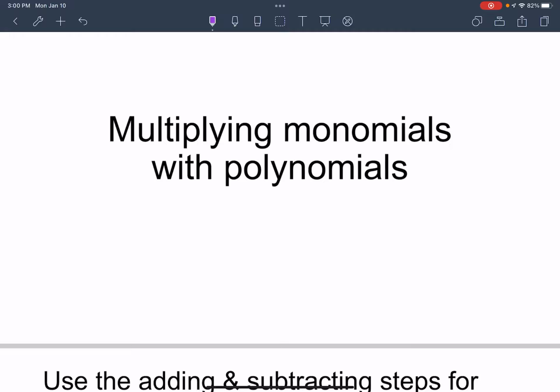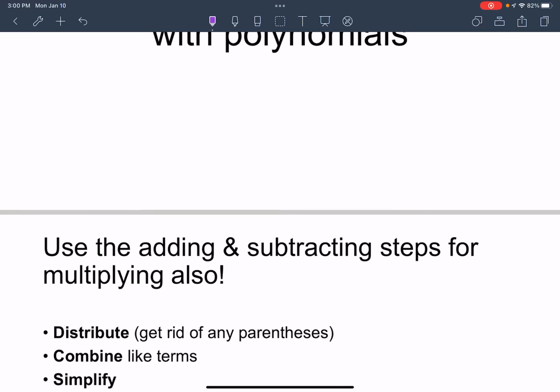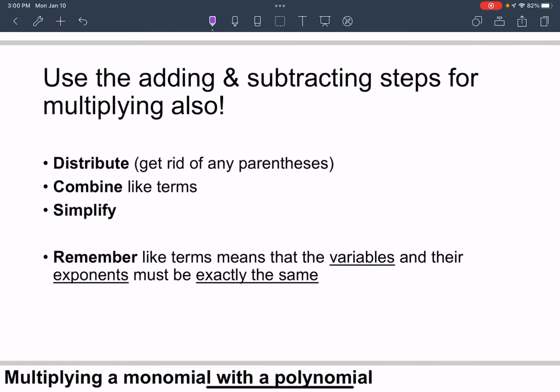So now we're going to start looking at multiplying. We're going to do more details on multiplying polynomials in our next live class. But we're just going to start using the exponent rules to multiply monomials with polynomials. And then in our next class, we're going to do multiply polynomials with polynomials. So a lot of the steps we used in adding and subtracting apply when we're multiplying also.